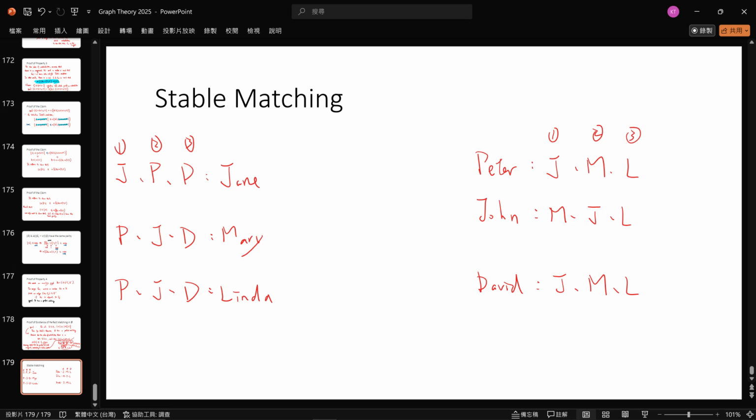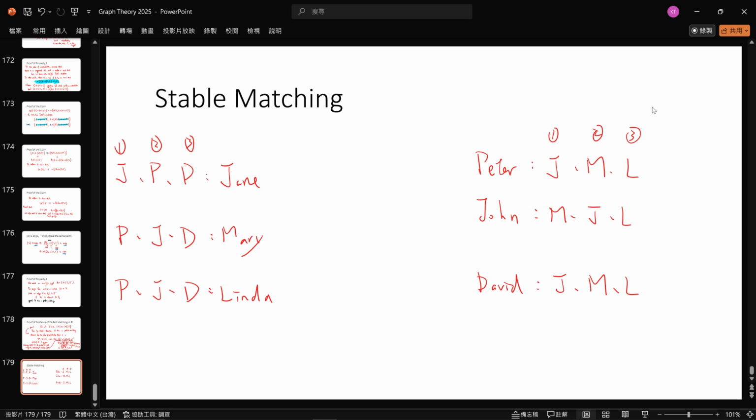Okay, so your job is to match these 3 women to these 3 men. So obviously, you cannot, for example, match a man to 2 different women. And also you have to match every client. So it's like you have to find a perfect matching. But this time you have to find a perfect matching with respect to these preference lists.